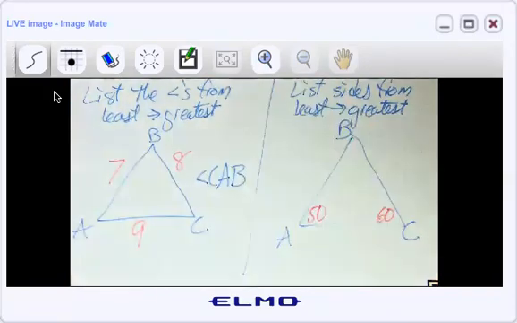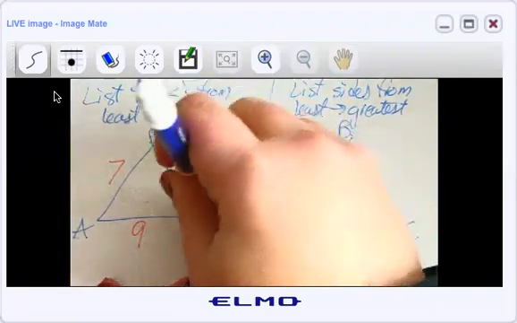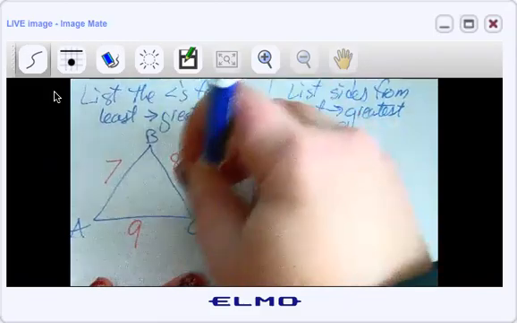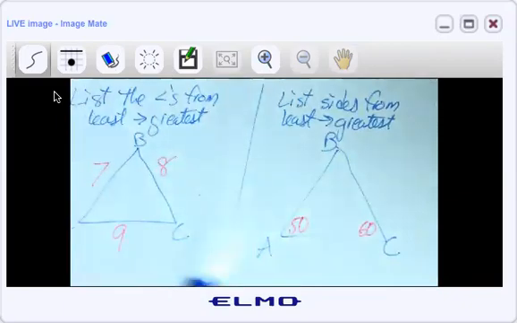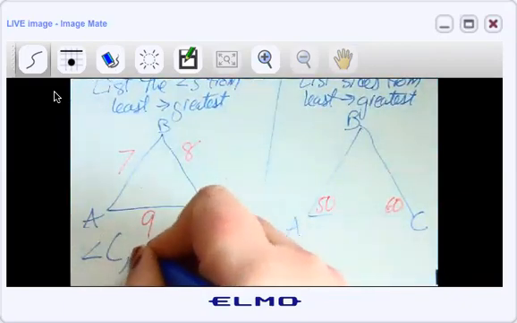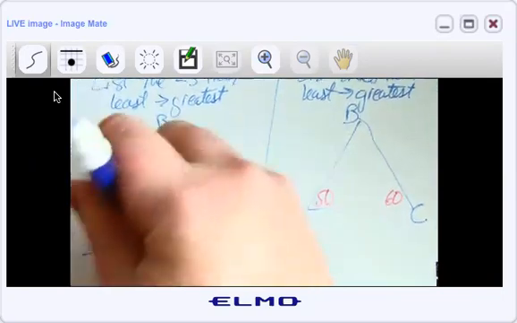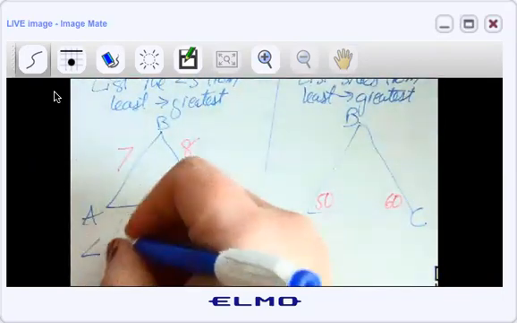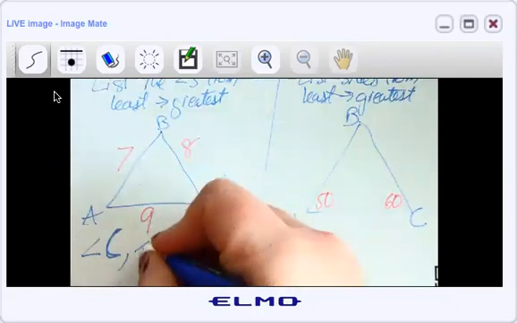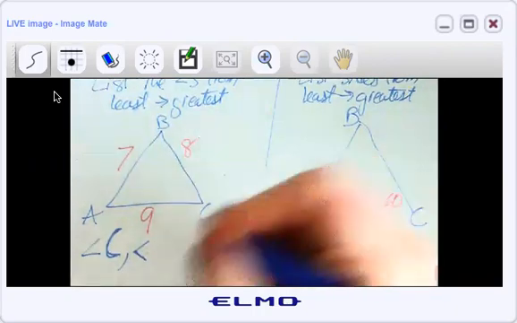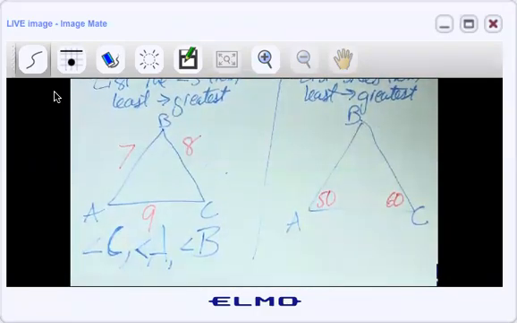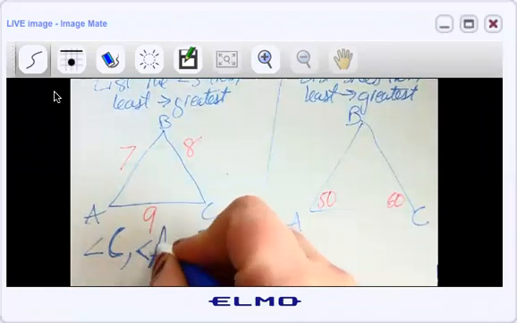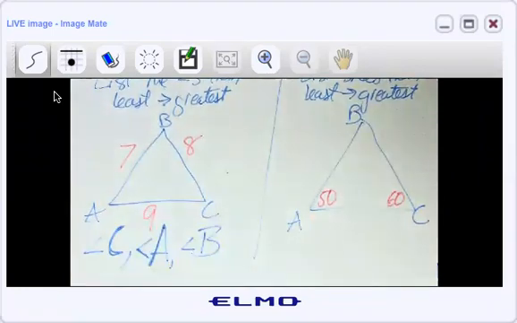Oh, wait. I didn't mean to list it like that. I need commas between them all. They're all separate angles. It's not one angle CAB. Angle C, then angle A, and then angle B. All right, there we go. So that should be the order for the first one. Angle C, angle A, angle B.